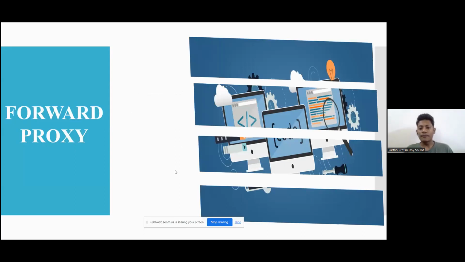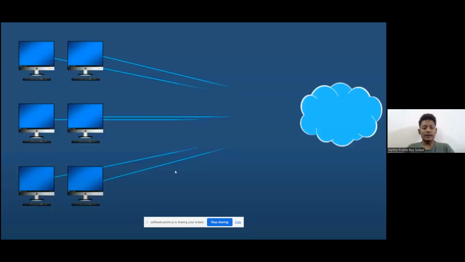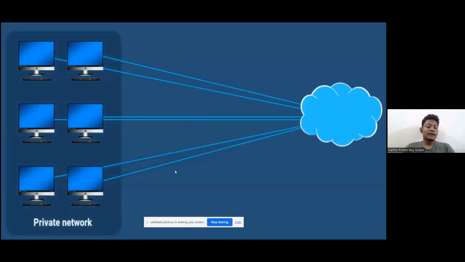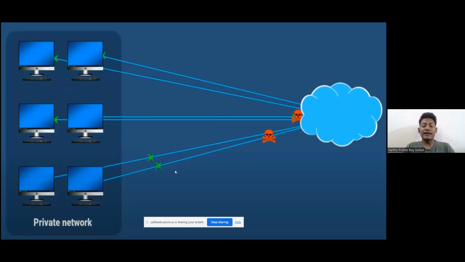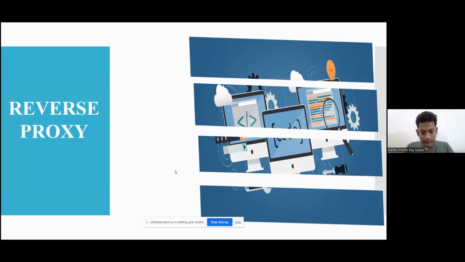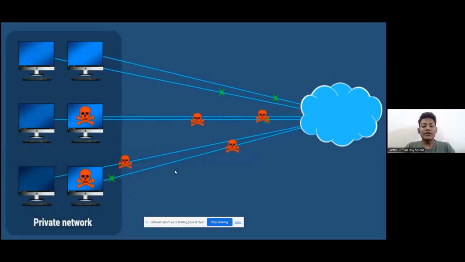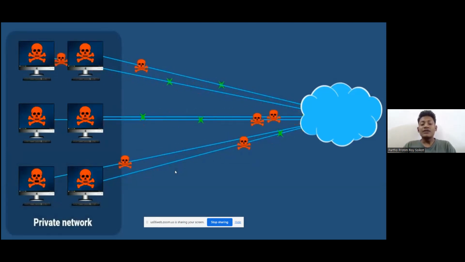So let's see what a forward proxy is. On the internet, many private computers are connected. The private networks send requests to the server, and the server sends back a response to that request. While doing that, it can also happen that malicious attacks, various viruses or different attacks, can happen to the private network from the server. To solve this issue, we need to use one middleman that is called the proxy.